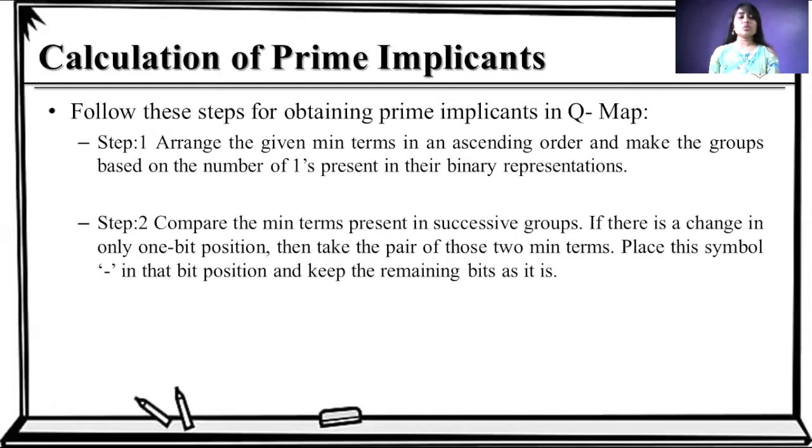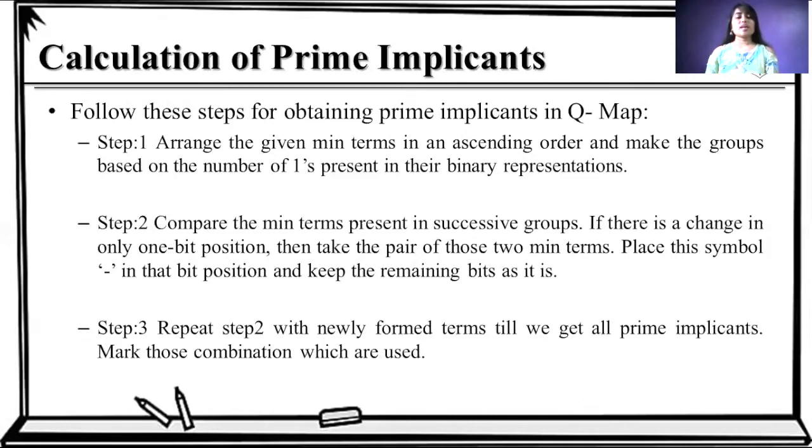Then step number 2: compare the minterms present in successive groups. If there is a change in only one bit position, then take the pair of those two minterms, place a dash in that bit position and keep the remaining bits as they are. Then step 3: repeat step 2 with the newly formed terms till we get all prime implicants, and mark those combinations which are used. So let's discuss all these steps with an example.